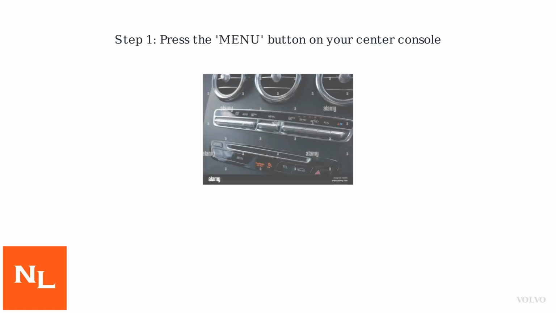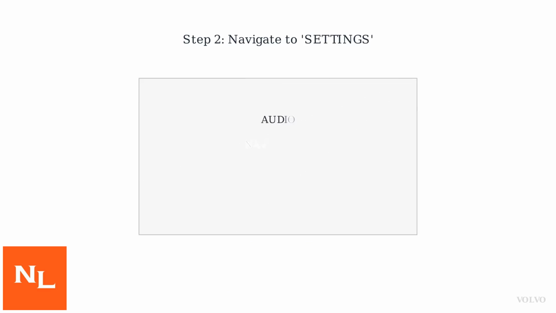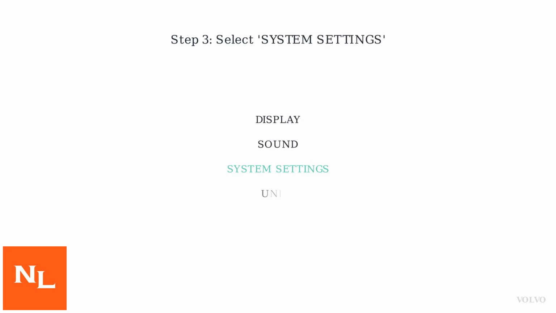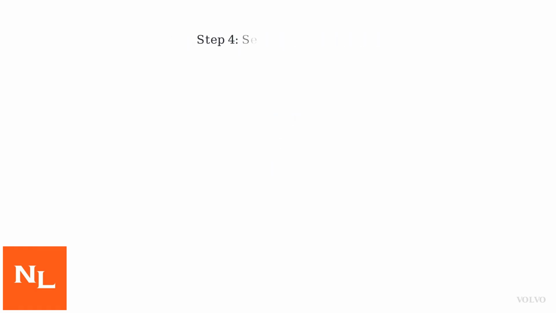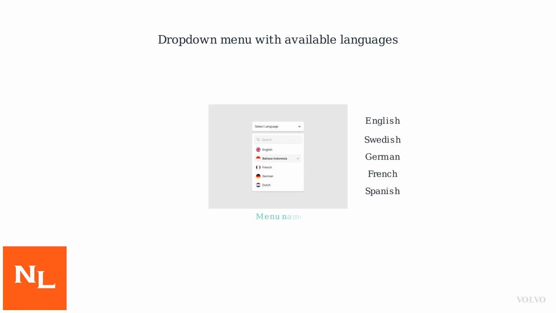First, press the Menu button on your center console. Next, navigate to Settings. Then select System Settings. And finally, select Language. You should see a drop-down menu with available languages, such as English, Swedish, German, French, and Spanish. The exact menu names might vary slightly depending on your model year, but the general navigation is the same.